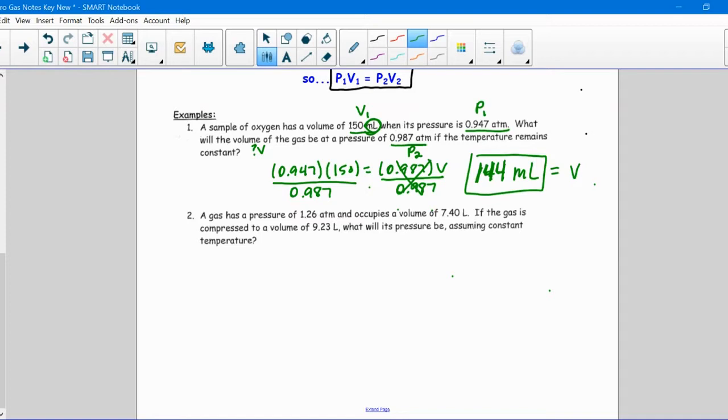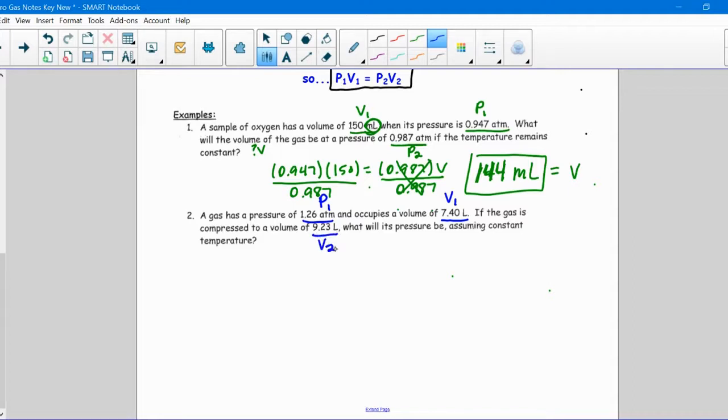All right, you felt pretty good with that first example. Maybe you can pause the video here and try example 2 by yourself. But if you want some guidance, I will go ahead and work out the problem as well. So this says a gas has a pressure of 1.26 atmospheres. So that's pressure. Once again, it's the first one I'm seeing, so I'm just going to call it P1. Now, it occupies a volume of 7.40 liters.